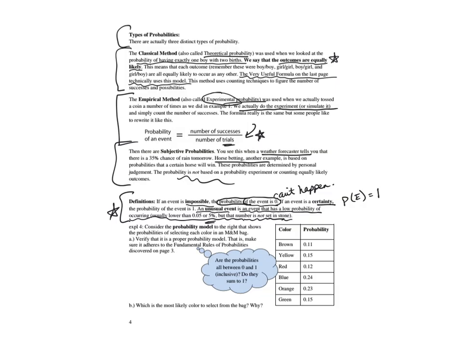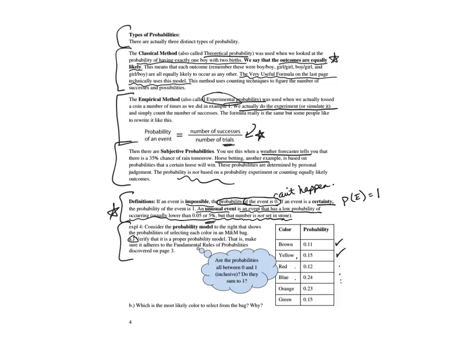So let's look at this really quickly. Number 4. Consider the probability model to the right that shows the probability of selecting each color in an M&M bag. So let's say I opened up a brand new M&M bag and I counted out the brown, the yellow, the red, the blue, etc. M&Ms, and I found that 11% of them were brown, 15% of them were yellow, etc.